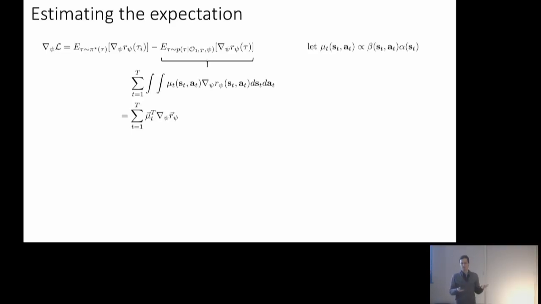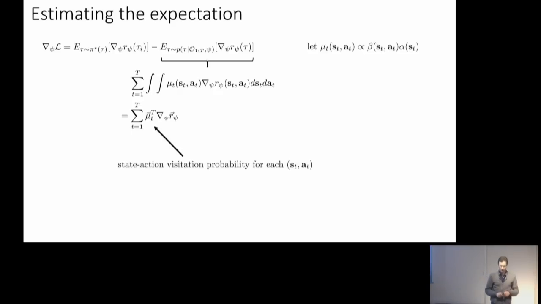It might be big if there are many states and actions, but it's just a matter of going through all the states and actions and summing together the product of mu at that state and action and grad R psi at that state and action. So for tabular environments, this is quite doable. And it has kind of a natural interpretation. Mu denotes the state action visitation probability for each pair of states and actions, basically the probability that your policy will be in that state taking that action.